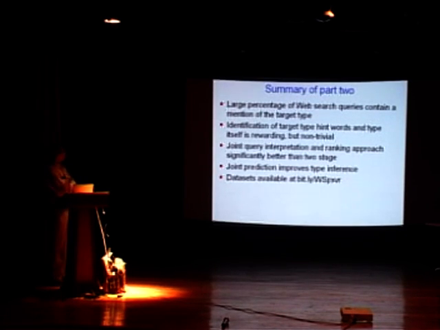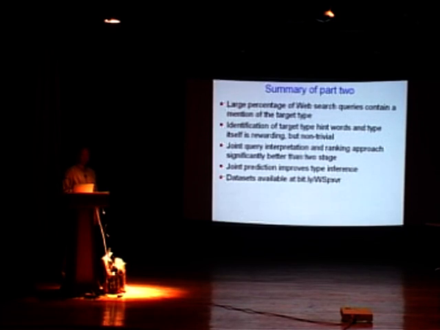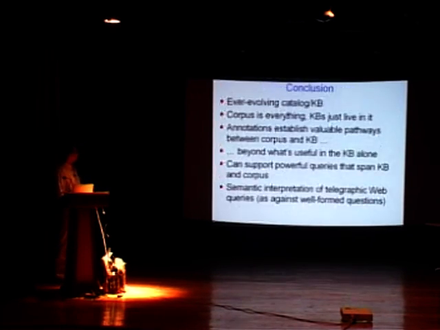So a large percentage of web queries contain a mention of a target type as well as entity level. And the identification of the target type hint is rewarding, but it's non-trivial because the query is so short and pretty much everything matches something in your catalog. And the joint query interpretation and ranking approach is significantly better than a two-stage approach. It also improves type inference, which is the second experiment that we showed. And again, the dataset is publicly available at this URL. All our 700 queries with their interpretations and the snippets.